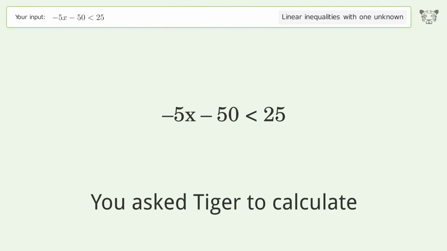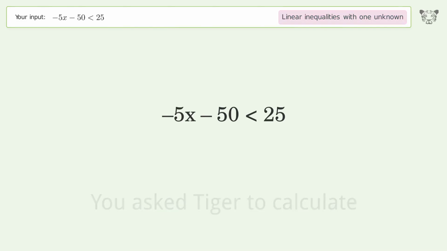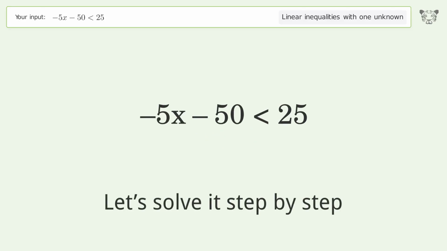You ask Tiger to calculate. This deals with linear inequalities with one unknown. The final result is x greater than -15. Let's solve it step by step.